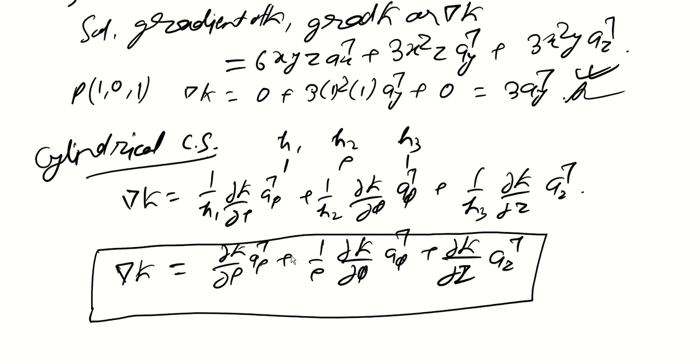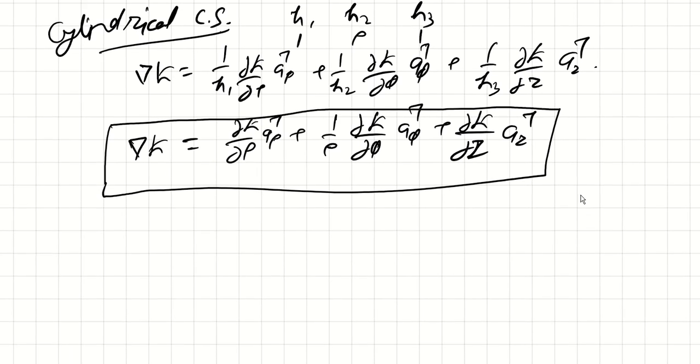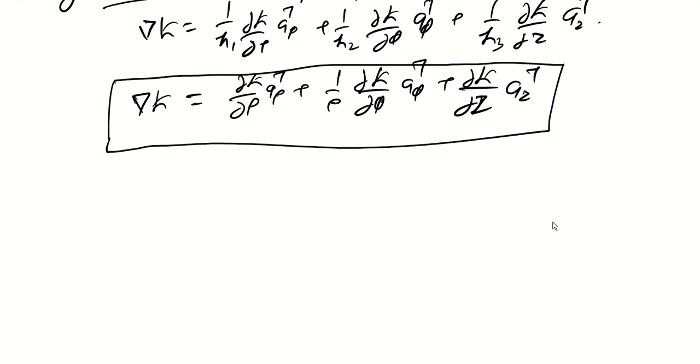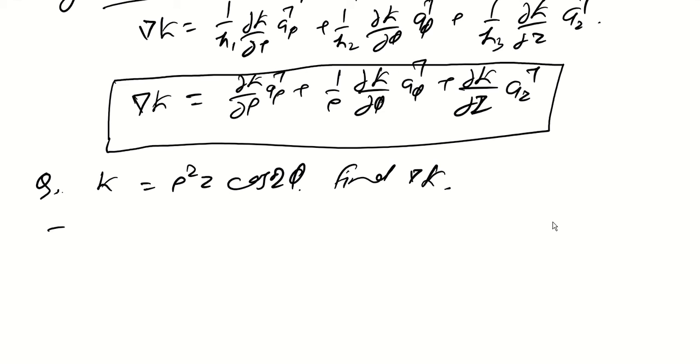So this is the only change that we are observing, but if you try to remember this formula separately, then you won't be able to solve any questions in your GATE examinations. So just remember the general formula and try to apply your mind. So let's take an example. Question: k is equal to rho square z cos 2 phi. Find the gradient of k.